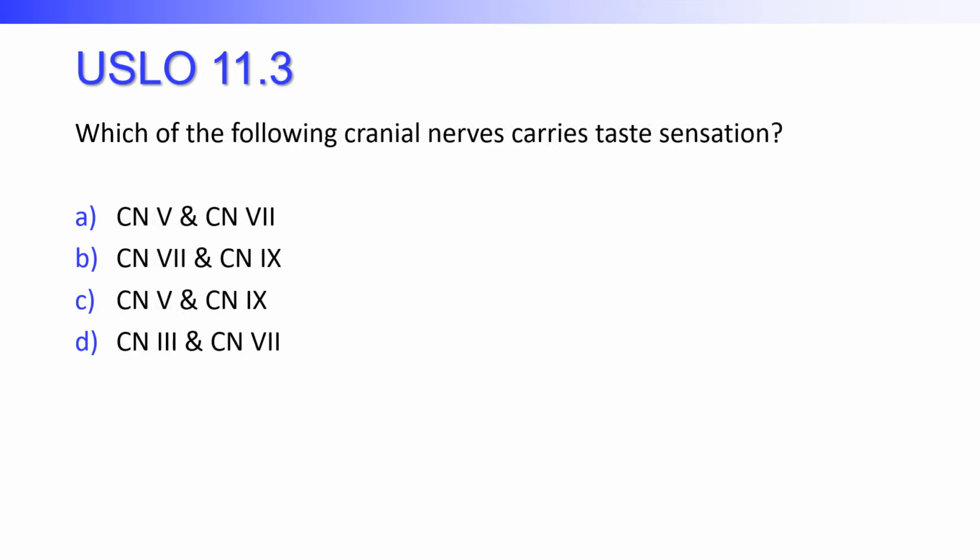Which of the following cranial nerves carries taste sensation? Is it cranial nerves 5 and 7? Is it cranial nerves 7 and 9? Cranial nerves 5 and 9? Cranial nerves 3 and 7? Well, there are 3 cranial nerves that carry taste sensation, and 2 of them are cranial nerve 7 and cranial nerve 9. Cranial nerve 10, yes, the vagus nerve, also carries sensation from the throat.